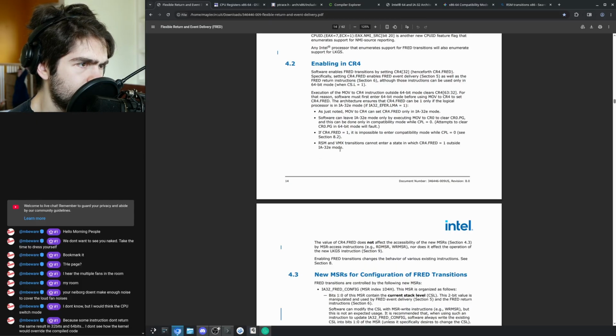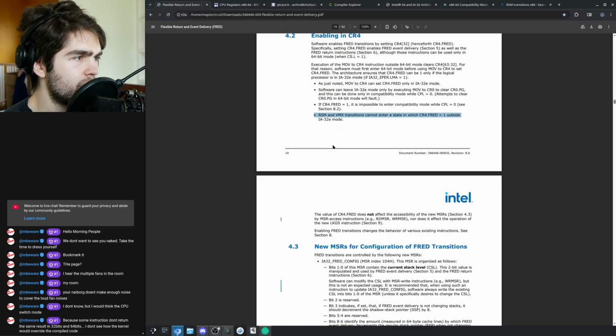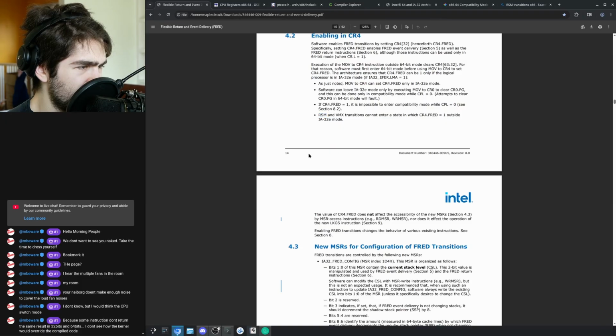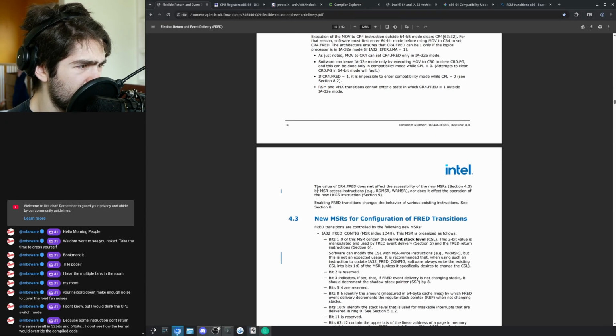Well, that's already the case, right? You cannot set this unless you are already in 64-bit mode. That's what this is talking about. So I don't really get this, but I guess what they're saying is you're going to break some stuff if THREAD is set to 1, which should be impossible in the first place, but hey, who cares?